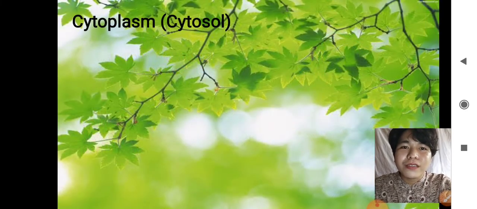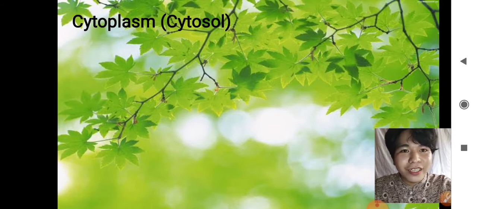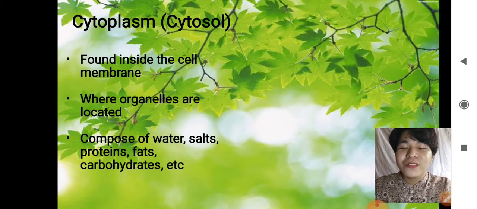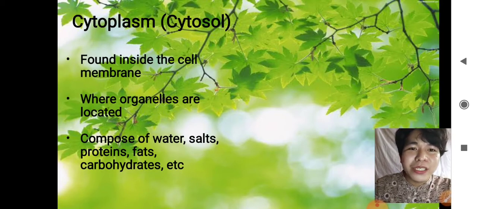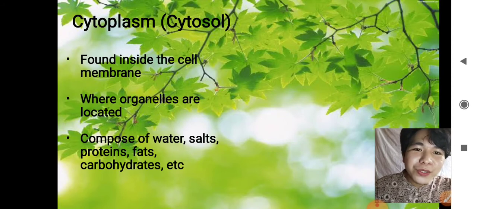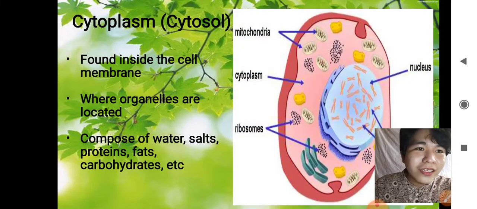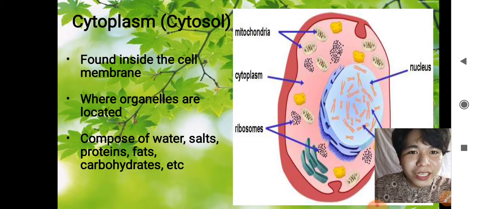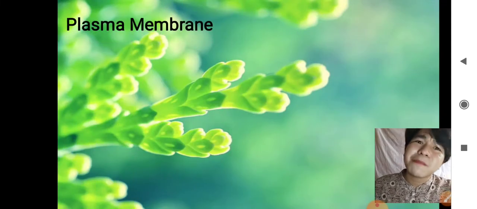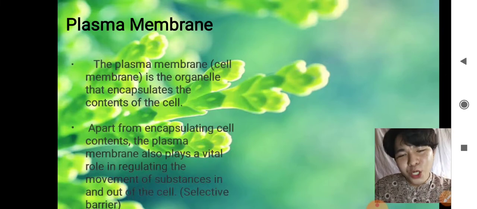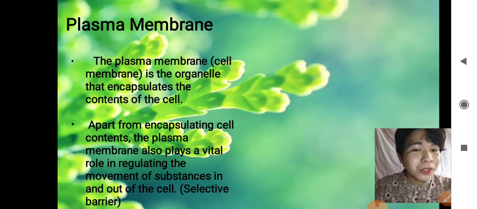And of course, we also have cytoplasm, or other books coin it as cytosol. So it is found inside the cell, where organelles are located, composed of water, salts, protein, fats, carbohydrates, and the like. And of course, cytosol is what? A jelly-like structure inside the cell wherein it holds all the organelles.